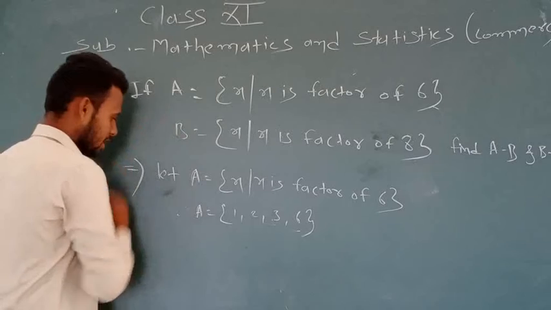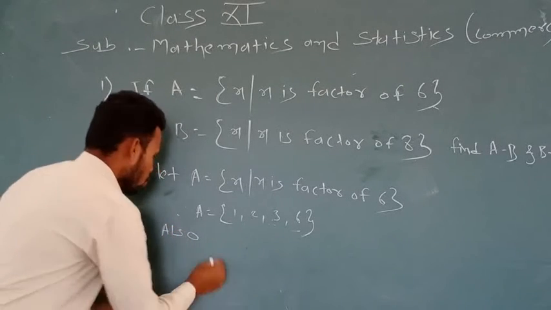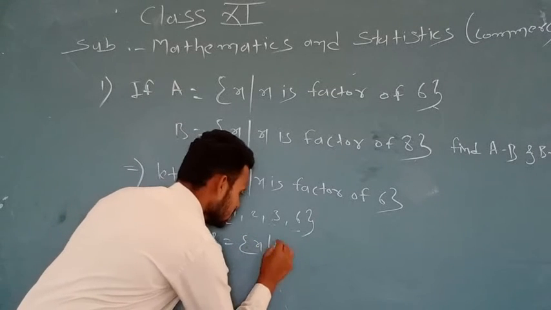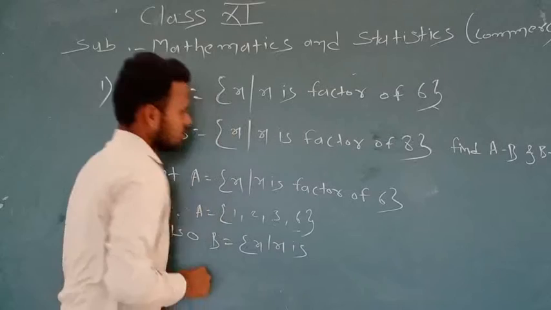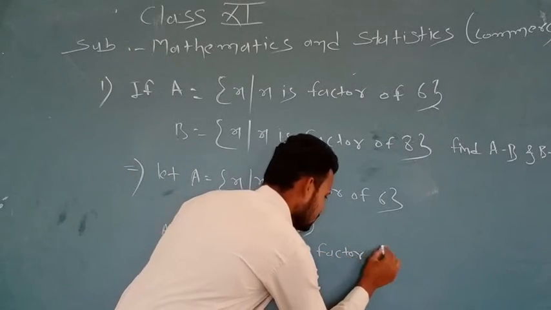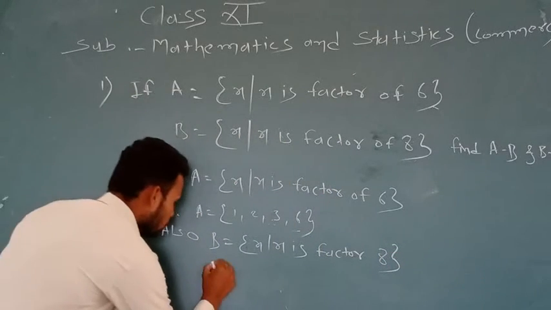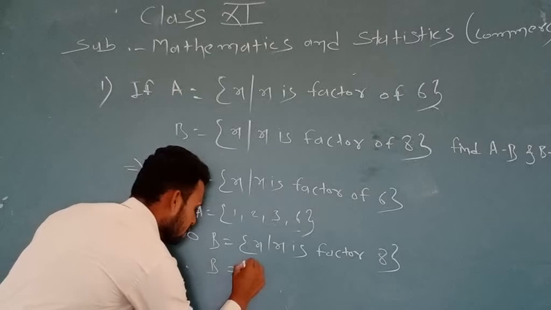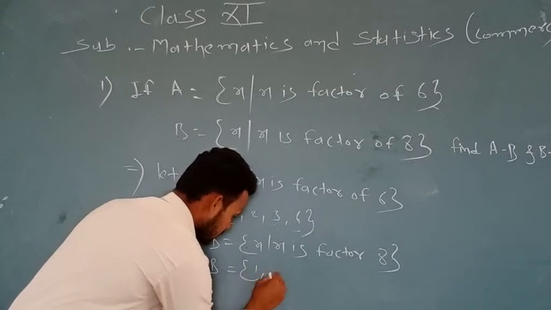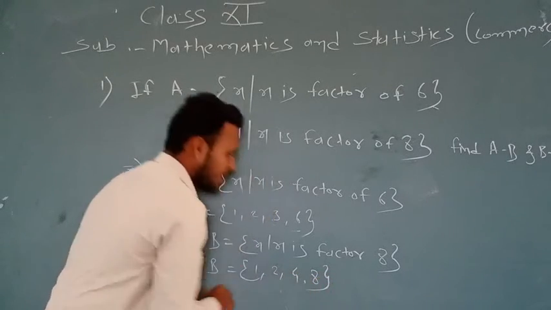Similarly, B is equal to the set containing x such that x is a factor of 8. Therefore B is equal to the set containing the factors of 8. Which ones? 1, then 2, then 4 and 8. These are the factors of 8.